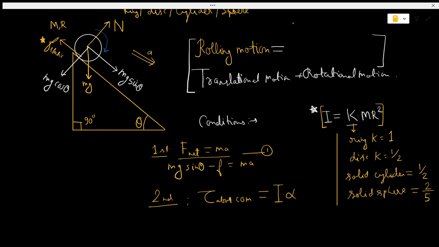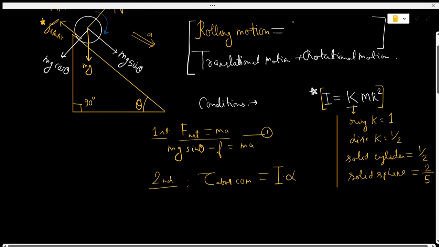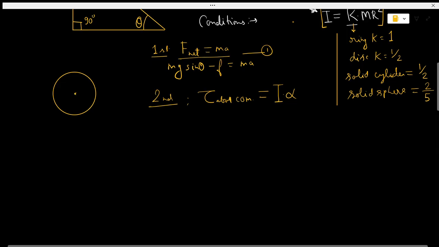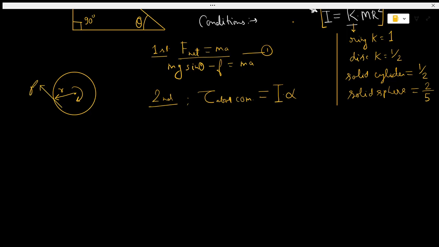Okay. Now, what is the torque of this body around the center of mass? We will be taking the torque due to the force of friction. Okay. This is very important. So, what is this torque going to be? F into R simply equals I alpha.